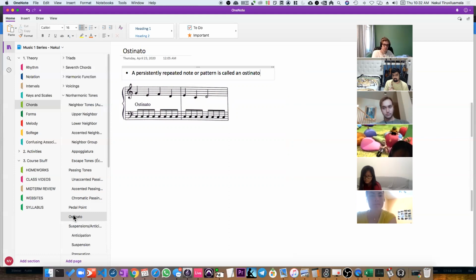I'm basically repeating that same figure over and over and over again, and I'm not changing it to a different key area. I'm just repeating it in that same exact key area, right? That's an ostinato.